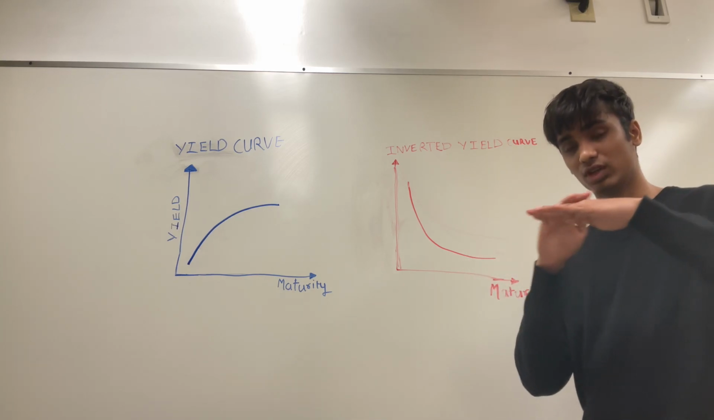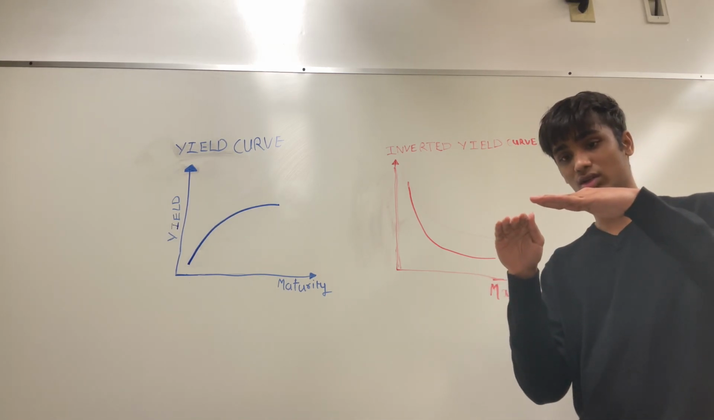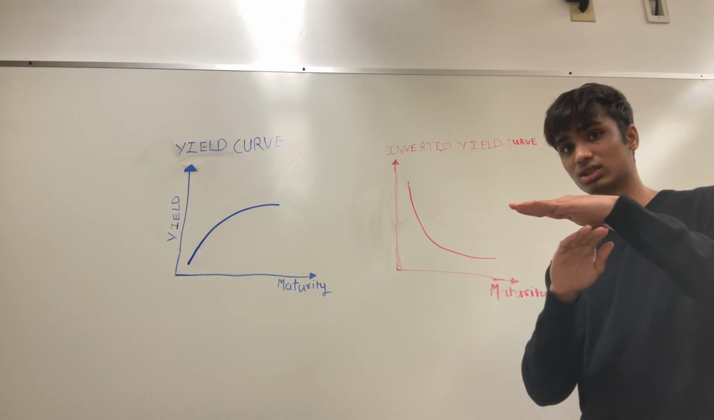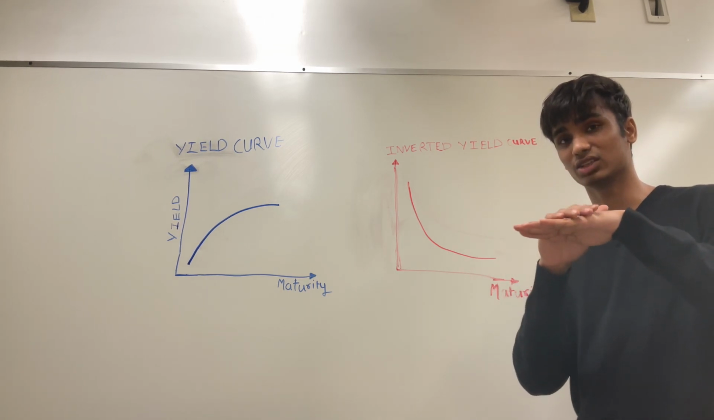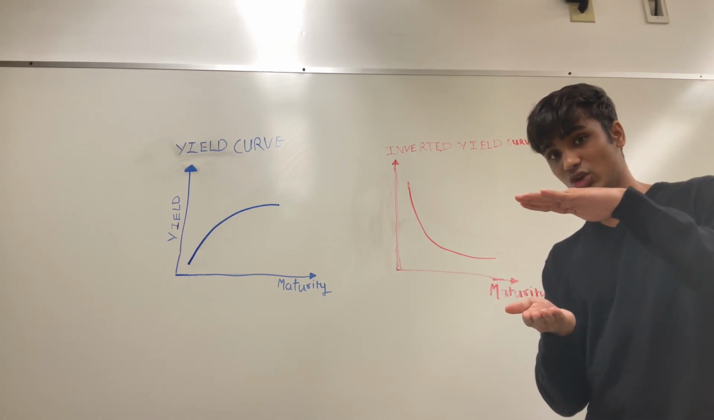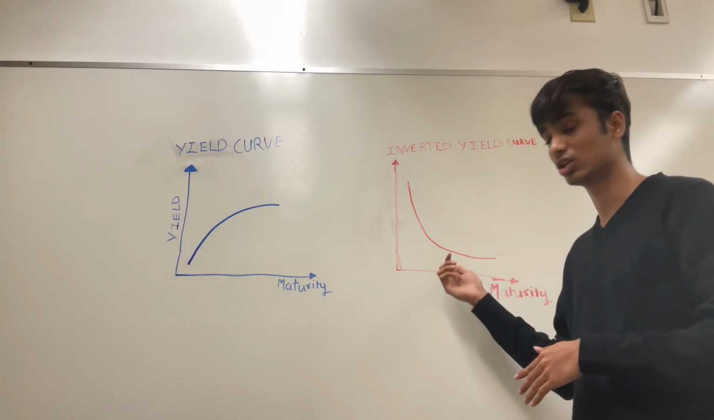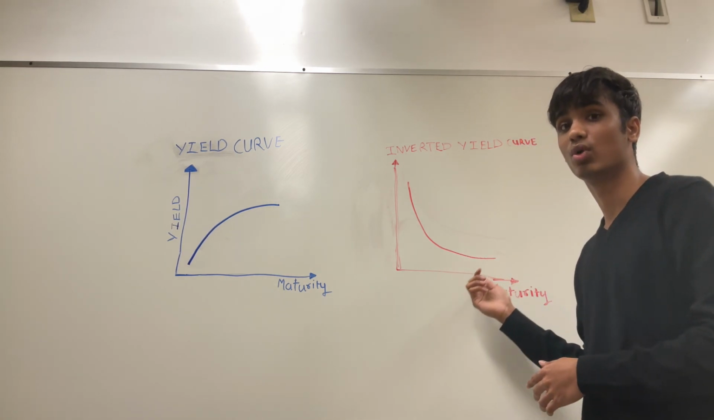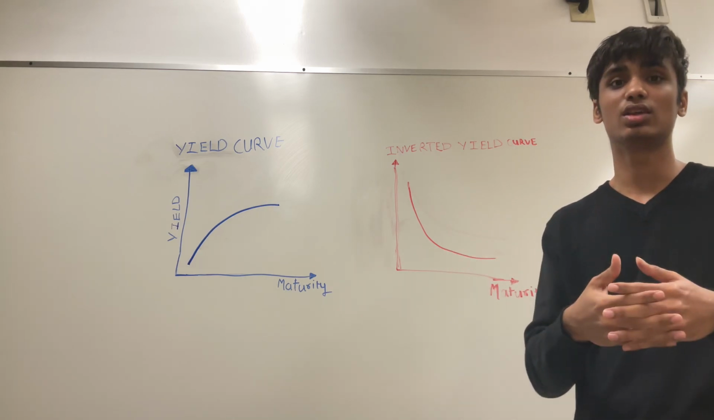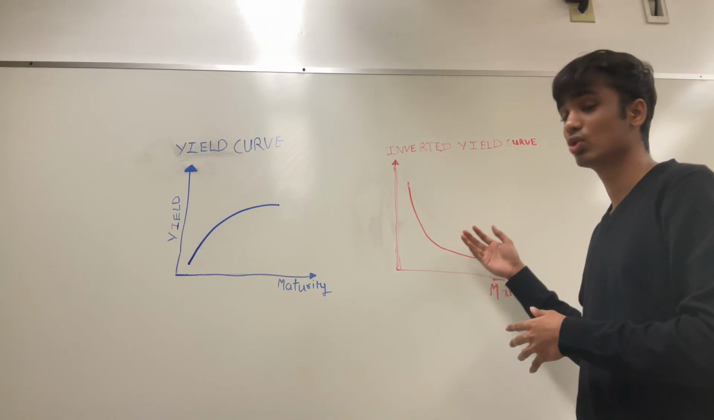And since when we are valuing companies, we put the cost of borrowing in the denominator and cash flows in the numerator, as the denominator increases, the whole value of the company decreases. So this might affect the valuation of the company as well. And this is a very important tool that investors can use to predict economic slowdown and recessions.